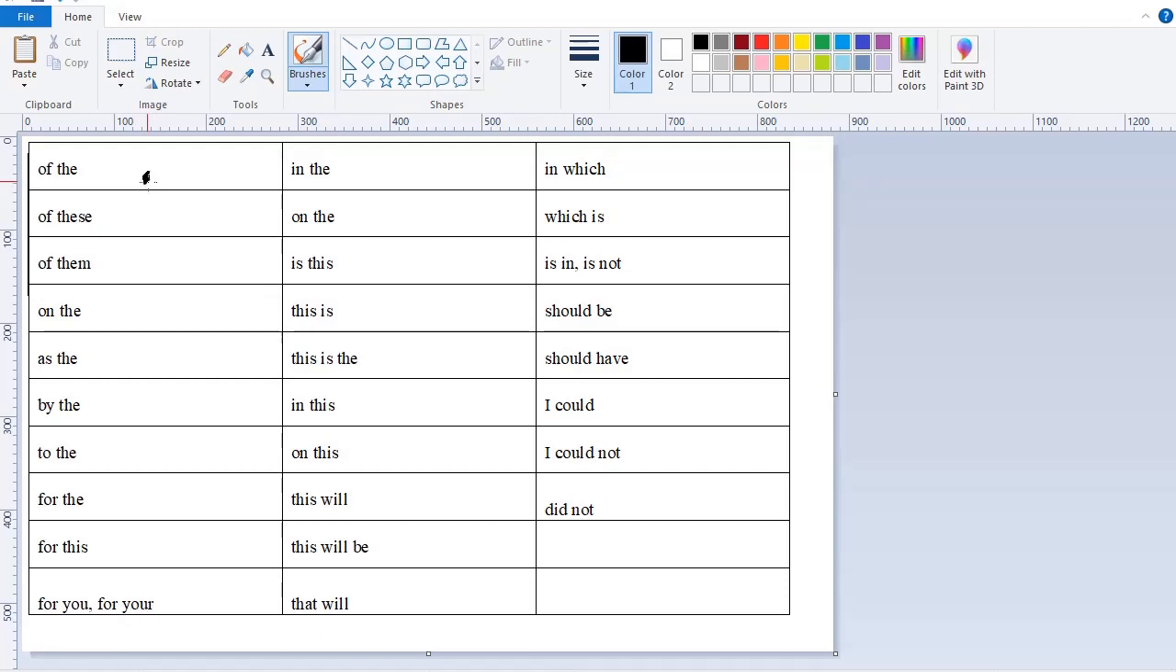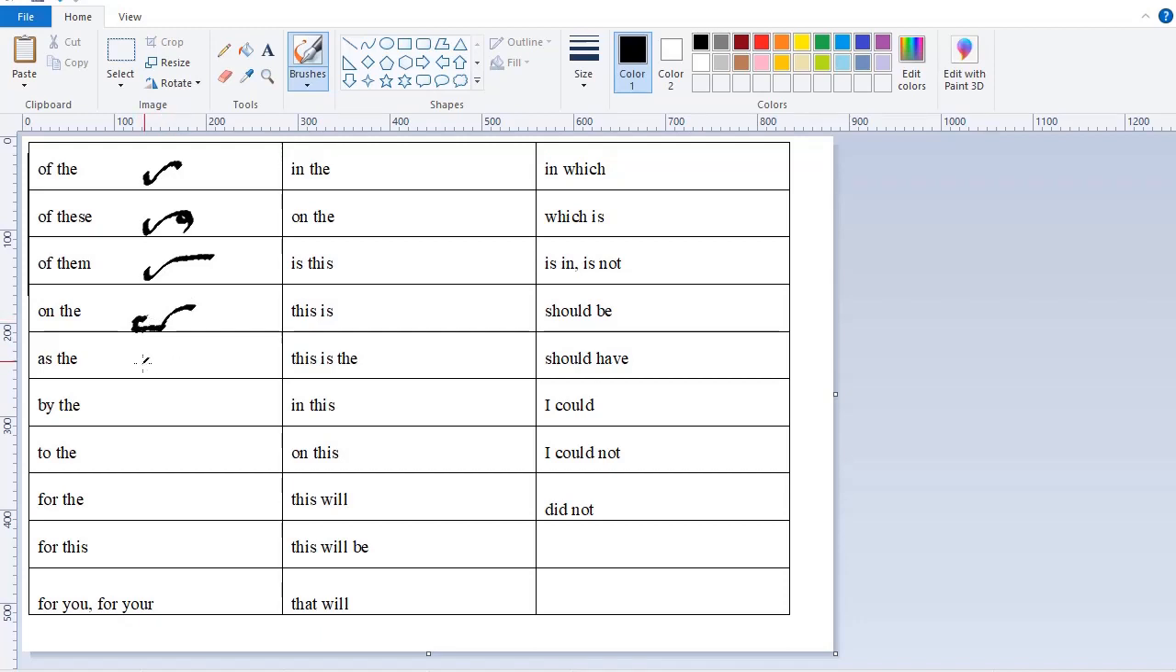Of the: we have of and then the. Next, of this: of and then this. And then of them: we have of and then them. Habaan niyo yung inyong M. Pangit. Pati yung of this natin, pangit. Ulitin natin. So, we have of and then this. And then we have of and then them. And then we have on the: on, and the.